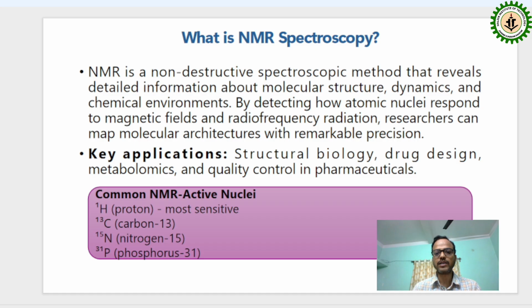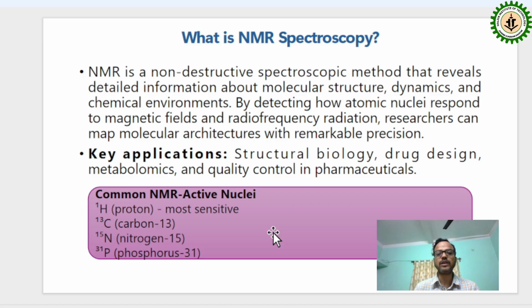Now, what is NMR spectroscopy? As I have already told you, it is a non-destructive spectroscopic method that reveals detailed information about the molecular structure. Key applications: structural biology, drug designing, metabolomics, and quality control in pharmaceuticals. Common NMR active nuclei: H1, C13, N15, P31.